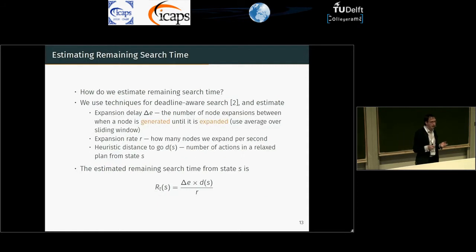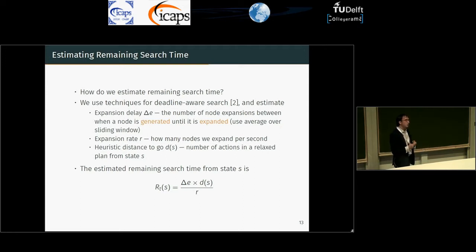How do we estimate remaining search time? So there's some work by Dionne, Thayer and Ruml, where you essentially plug together 3 numbers. The first one is the expansion delay, so how many nodes were expanded on average between a node being put on the open list and then later being popped off the open list.